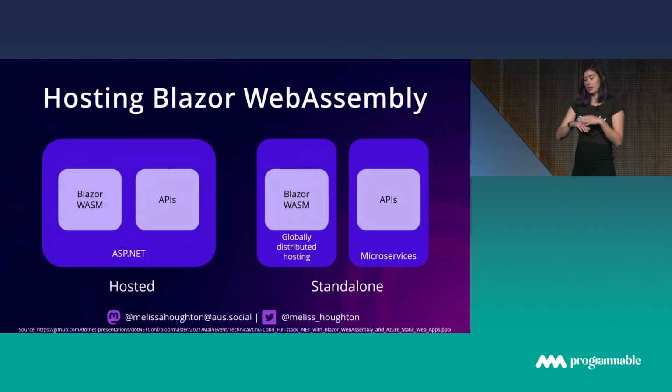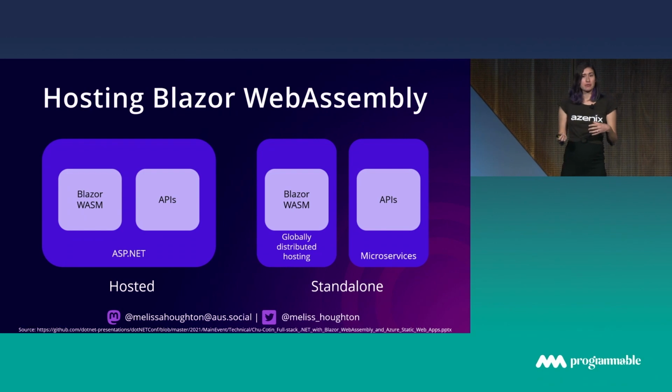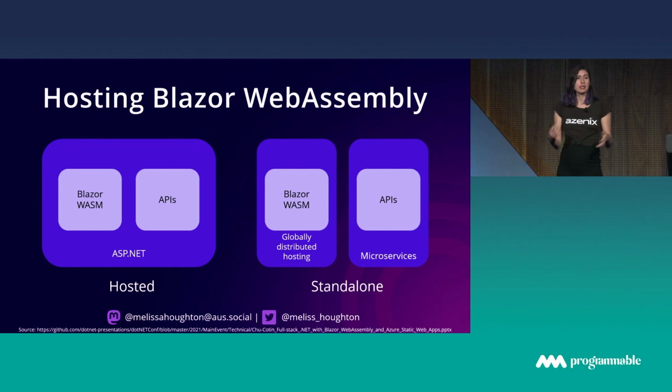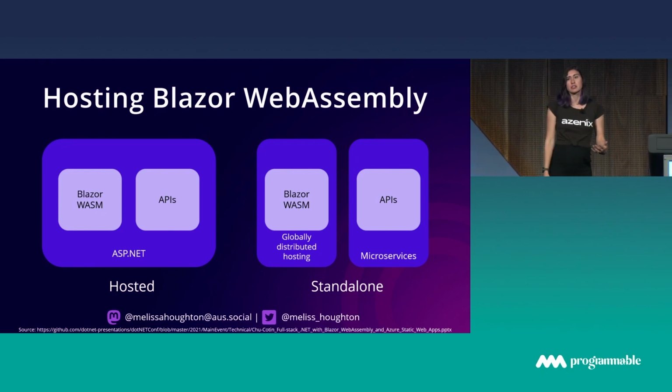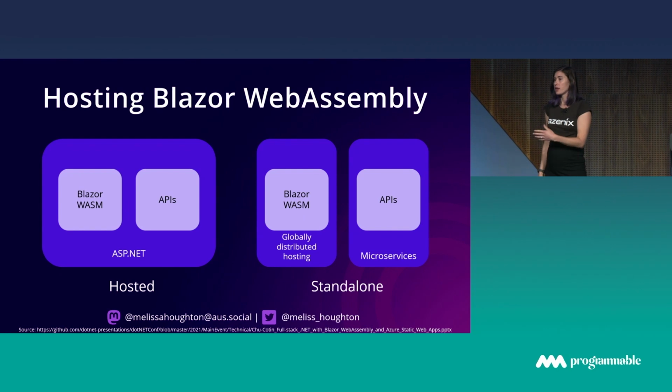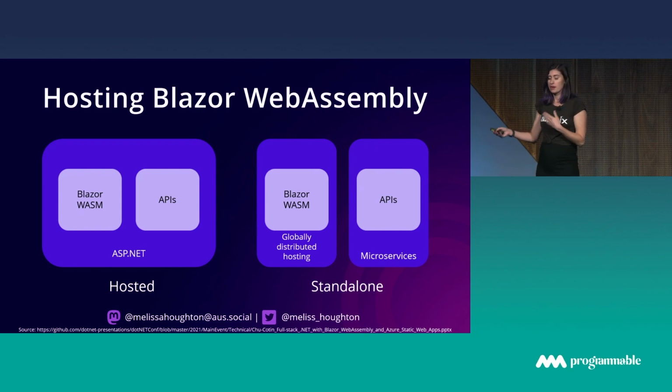Even within Blazor WebAssembly itself, there are two different ways that you can host your Blazor WebAssembly applications. If you're building a full stack .NET application, you can have it hosted within your ASP.NET project. So you might have your API layer that's your ASP.NET Core and everything, and you have your Blazor WebAssembly hosted alongside that. Or you can have it standalone.